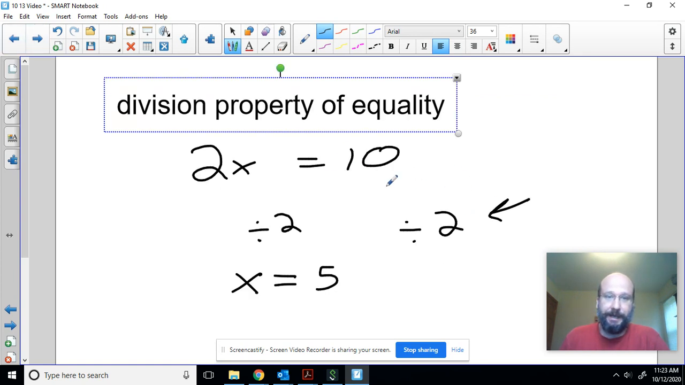This step where you divide on both sides, division property of equality. Really just remember that if you do something to both sides of an equal mark, then it's a property of equality.